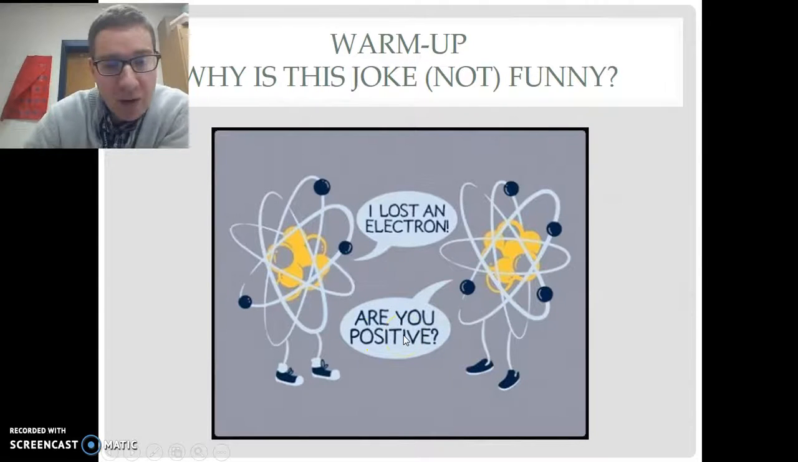So let's think about this for a moment. If you remember from the last unit, we talked about the charges of an electron. The charge of an electron was negative, right? And the charge of a proton was positive. So if you lost an electron from an atom, would you be more positive or more negative? If you're losing an electron, you're going to be more positive because we said the protons can never ever change. Alright, so that's kind of why the joke's not funny, or why this seems like a little dull joke.